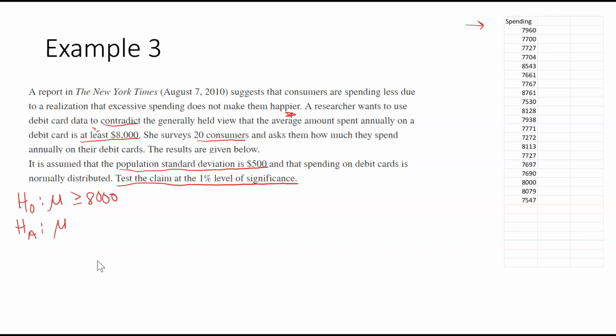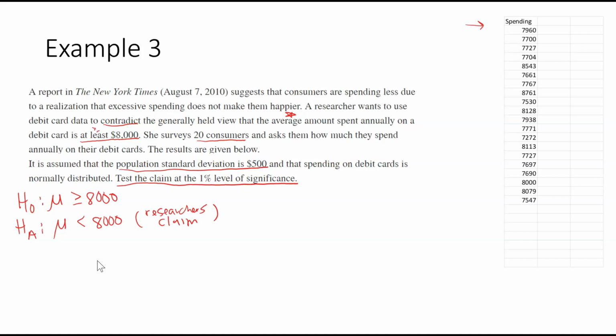So how do I contradict greater than or equal to? Well, the opposite of that would be less than 8,000. Now, what's the claim? This researcher wants to contradict it. So this is the researcher's claim. It's not the New York Times claim. That would be the null. But the researcher wants to contradict it.